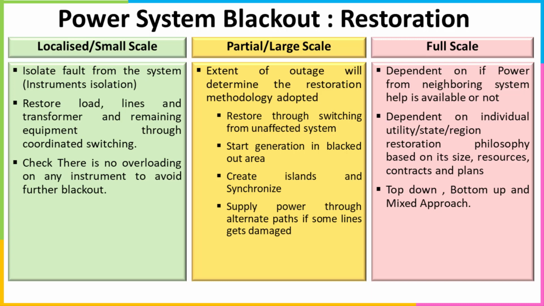We have seen the types, we have seen the reasons, and then we look into the restoration aspect. So how can we restore? At a smaller scale, what we can do is just isolate the faulty system. Whatever has caused the problem, isolate it and restore the rest of the system. And look into the aspect that there is no other cascading, and that there is stability after this restoration. There is no issue of N-1 and other reliability criteria in the system.